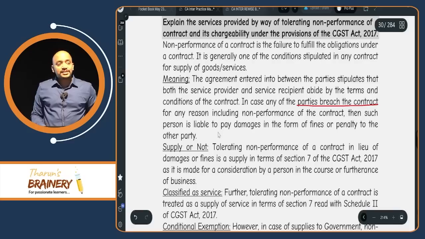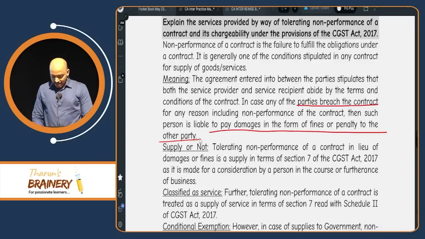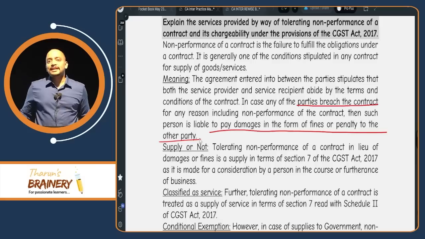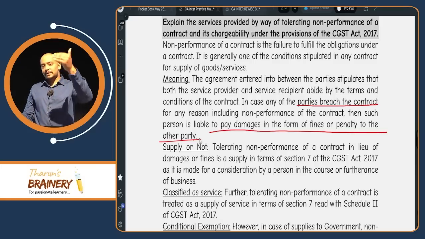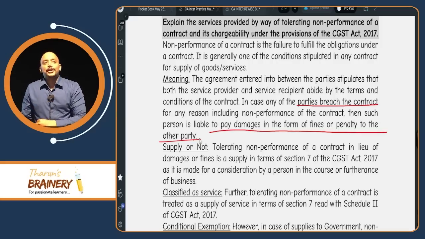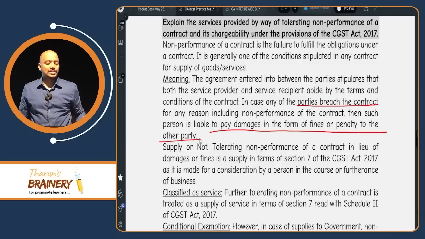Then such person who breached the contract is liable to pay the damages in the form of fines and penalties to the other person. Say, I entered into contract to sell 500 bags of rice. And if I am not delivering 500 bags of rice on so and so date, then I have to pay you 1 lakh rupees as damages. That will be specified in the contract.